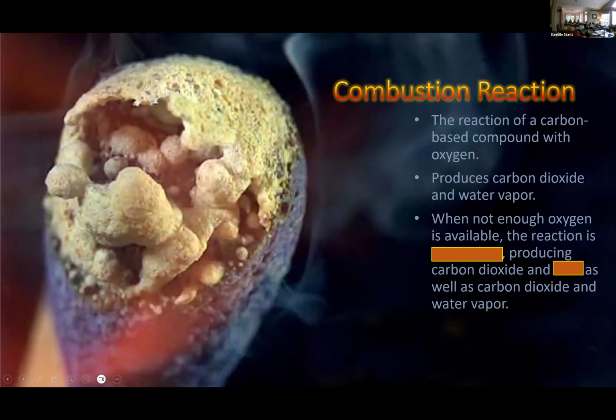And when not enough oxygen is available, what do we call the reaction? Anybody know? We're going to say it's incomplete. And it produces carbon dioxide and what, as well as carbon dioxide and water vapor? What's the other thing that gets produced? Yeah, can be, but soot is what we're looking for. So soot is the leftover ash part.